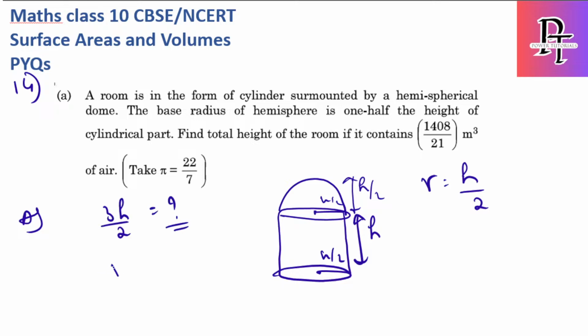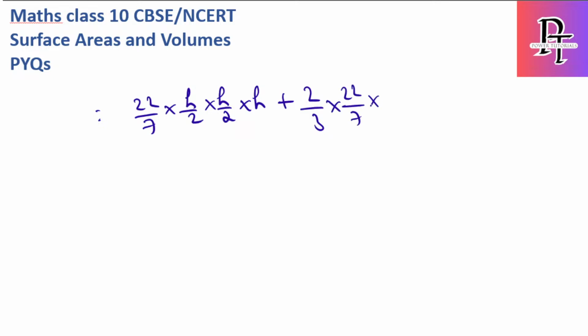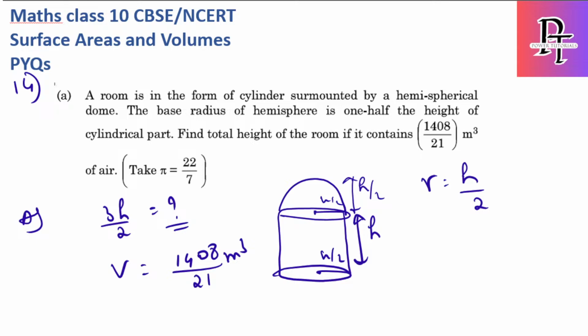What they have provided is the volume, which is 1408 by 21. They have provided it as a fraction, so it is easy to calculate now. The volume means volume of cylinder plus volume of hemisphere. Volume of cylinder is pi r square h, so it is 22 by 7 into r square, and r is h by 2, so h by 2 into h by 2 into h, plus the hemisphere volume, which is 2 by 3 pi r cube, so 2 by 3 into 22 by 7 into h by 2 into h by 2 into h by 2. The volume they provided is 1408 by 21.